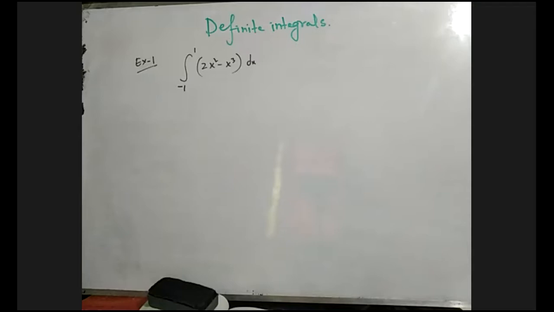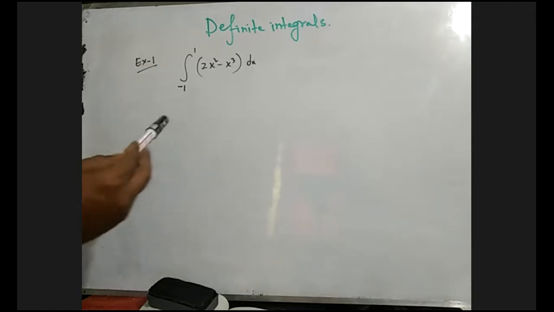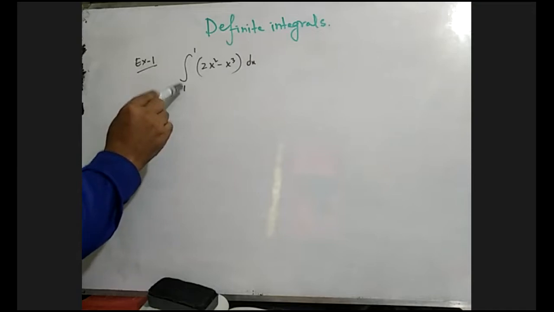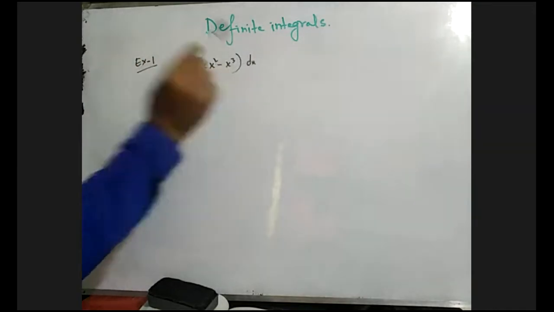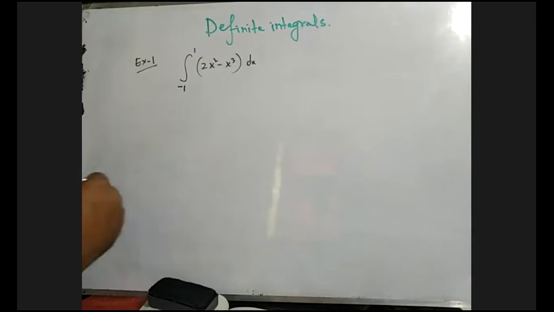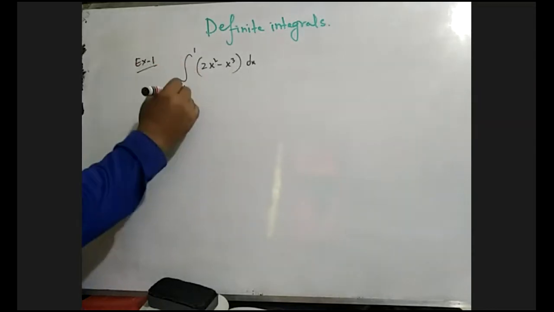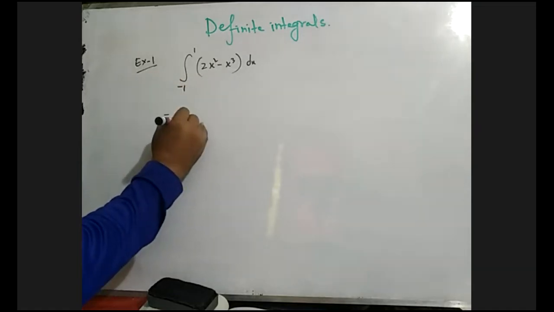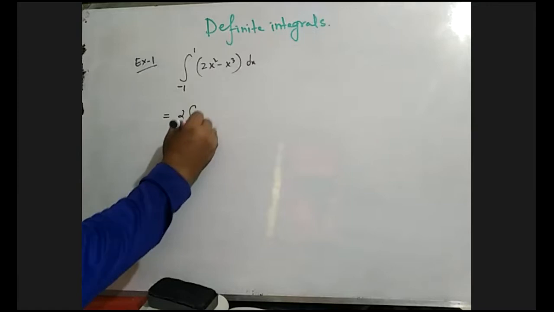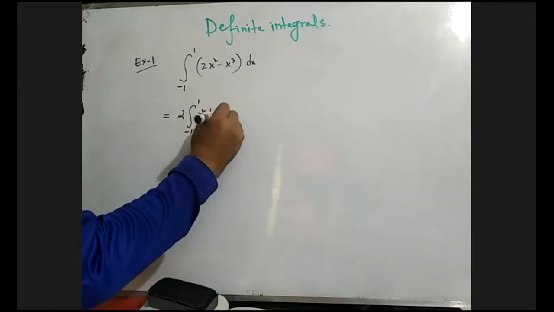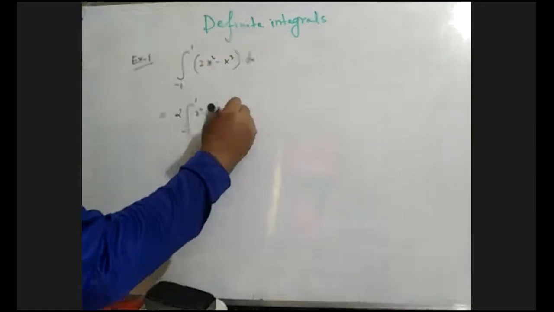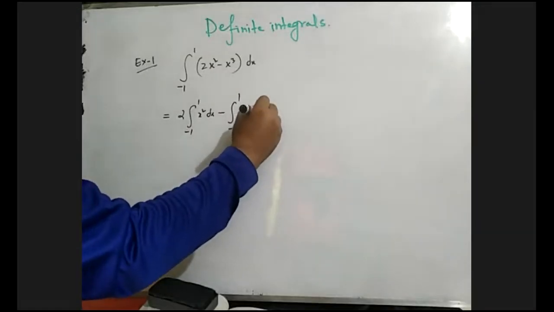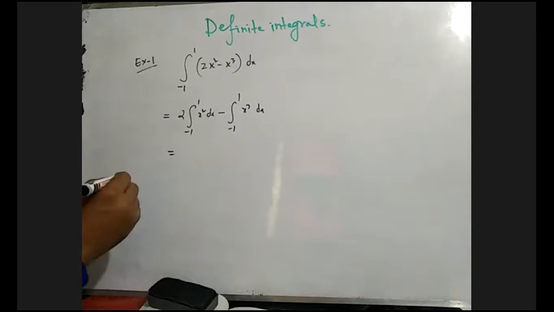Now we'll try to solve some practice problems of definite integrals. This is example 1. We have to integrate from -1 to 1 of f of x dx. How do we integrate this? This is a definite integral because the upper limit and lower limit exist. So we can write it as the integral from -1 to 1 of x squared dx minus the integral from -1 to 1 of x cubed dx, by using the sum rule of integration.